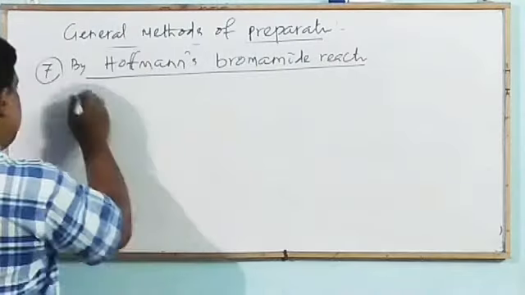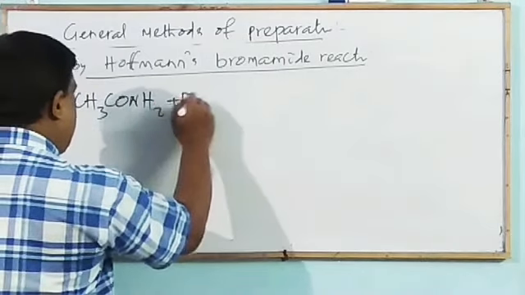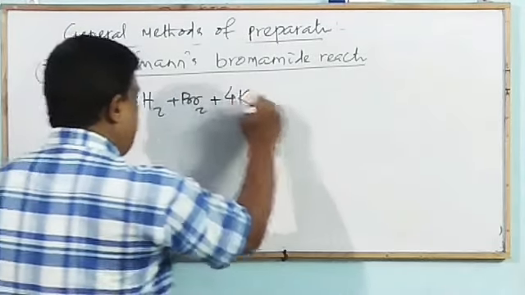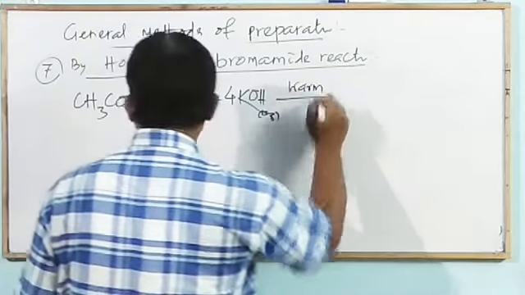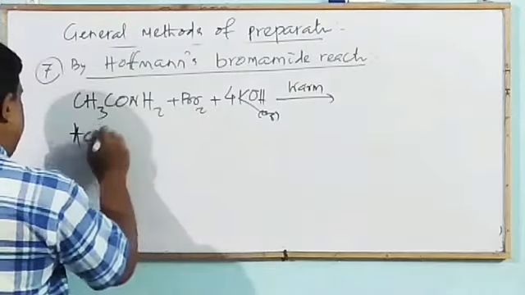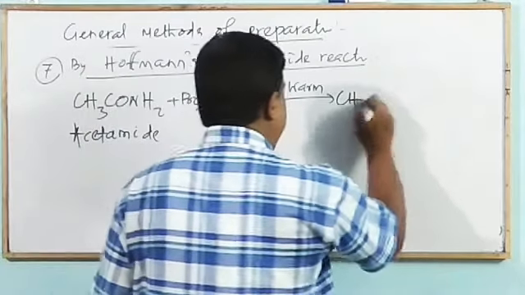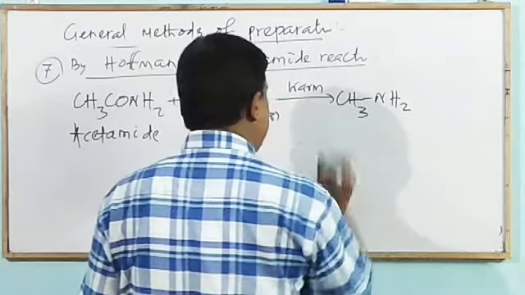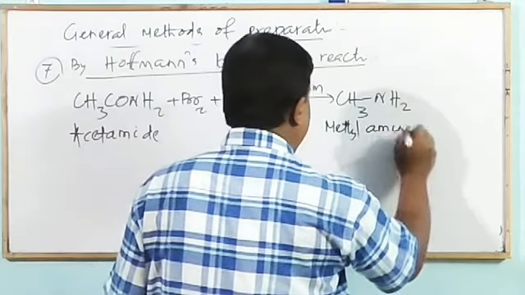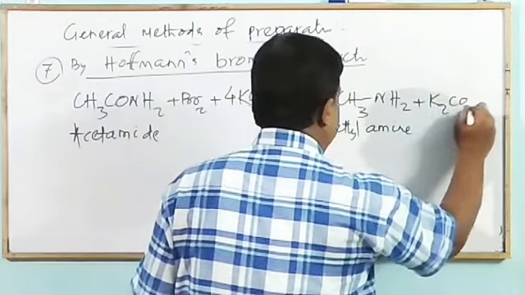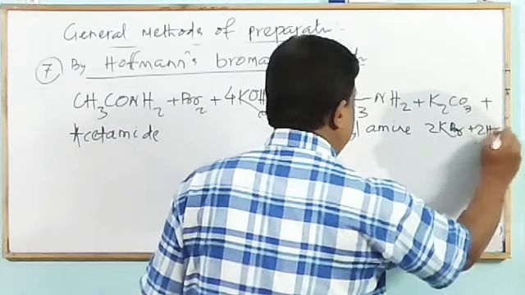Mark that. Acid amide CH3CONH2 plus Br2 plus 4KOH aqueous. Its name is acetamide. What is formed? Methylamine is formed, having one carbon atom less. Its name is methylamine, plus K2CO3 plus 2KBr plus 2H2O.